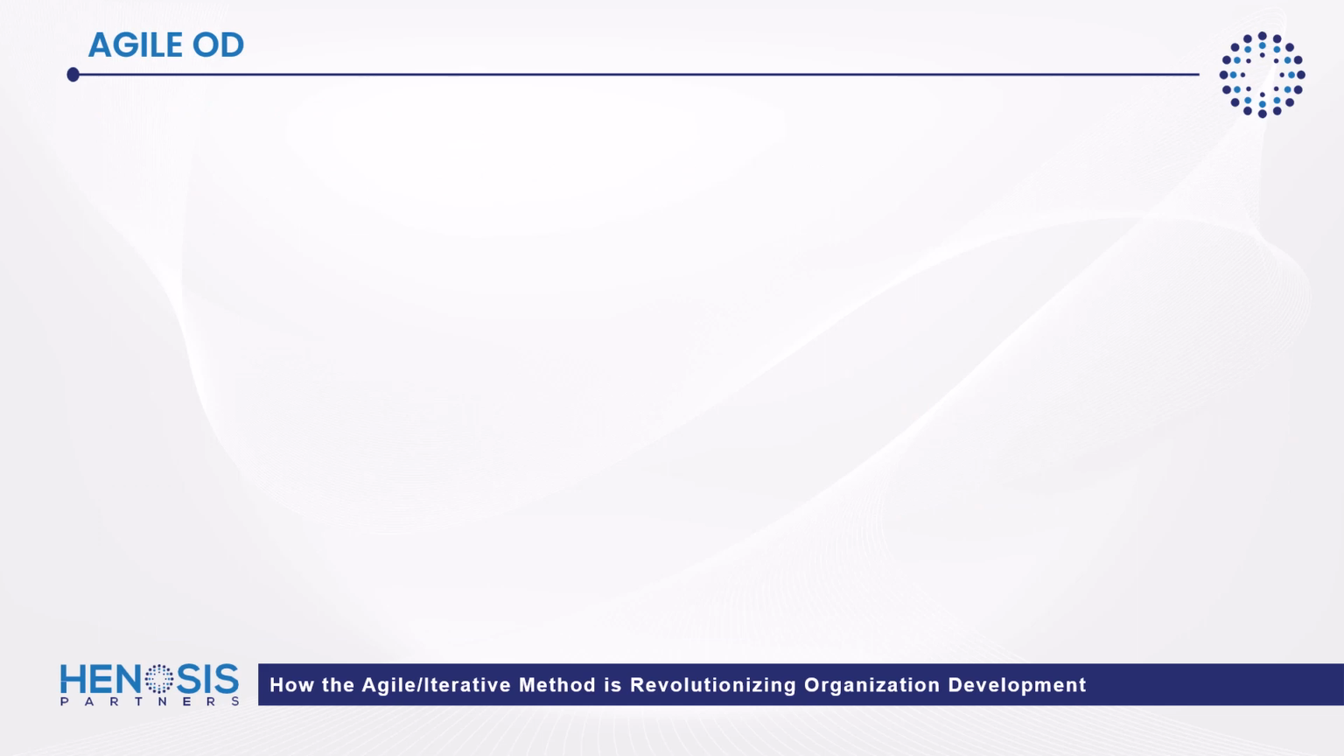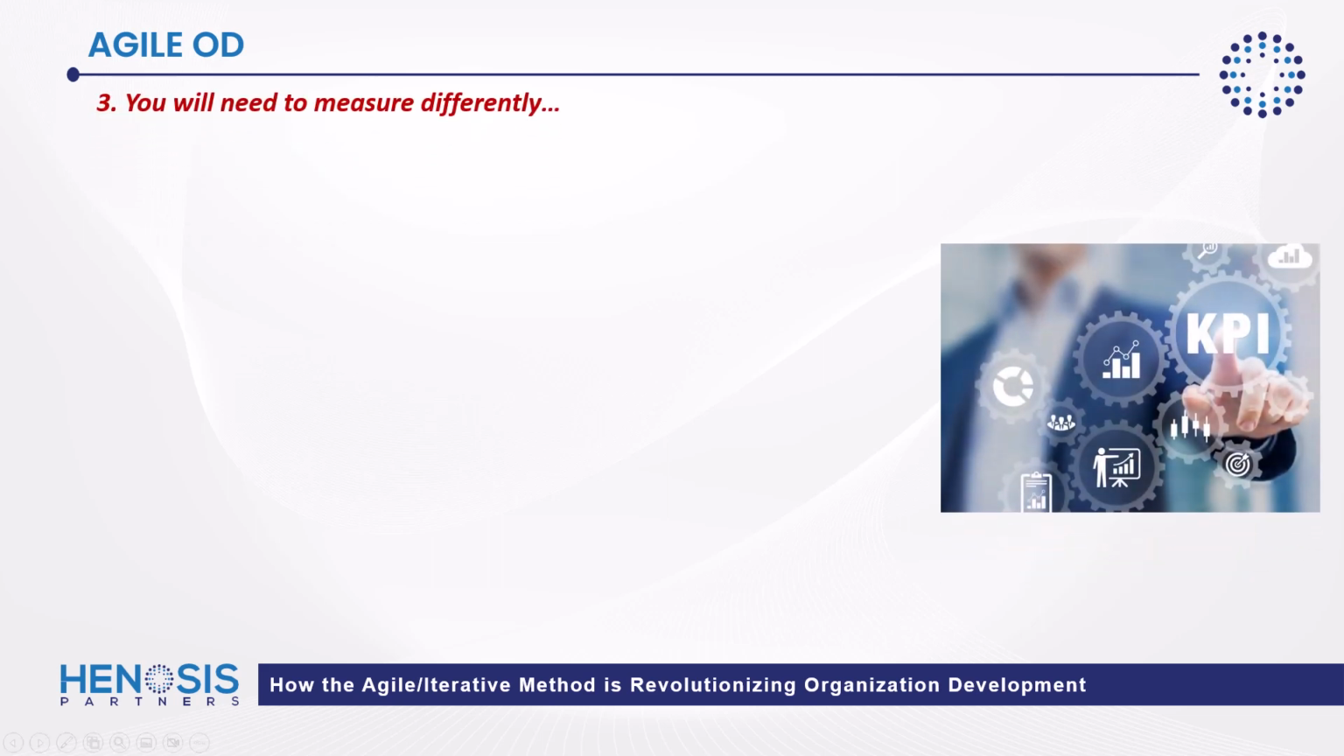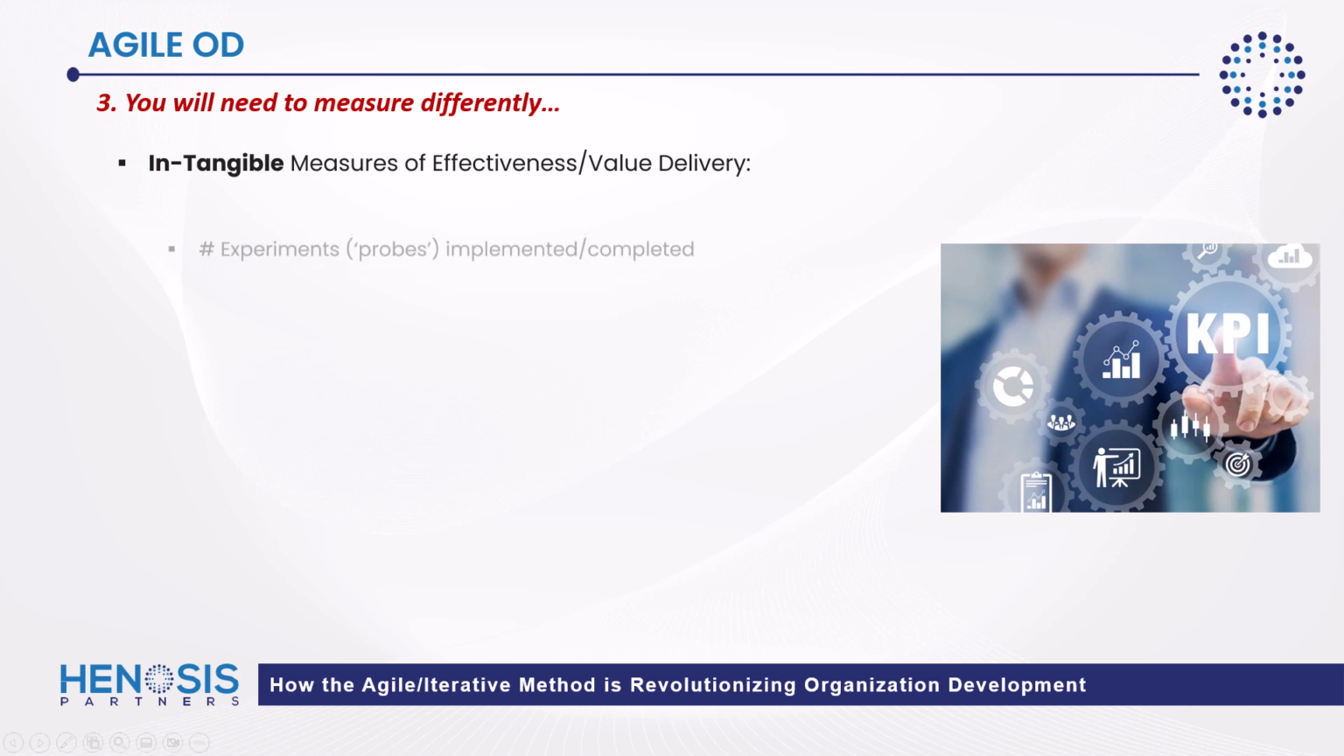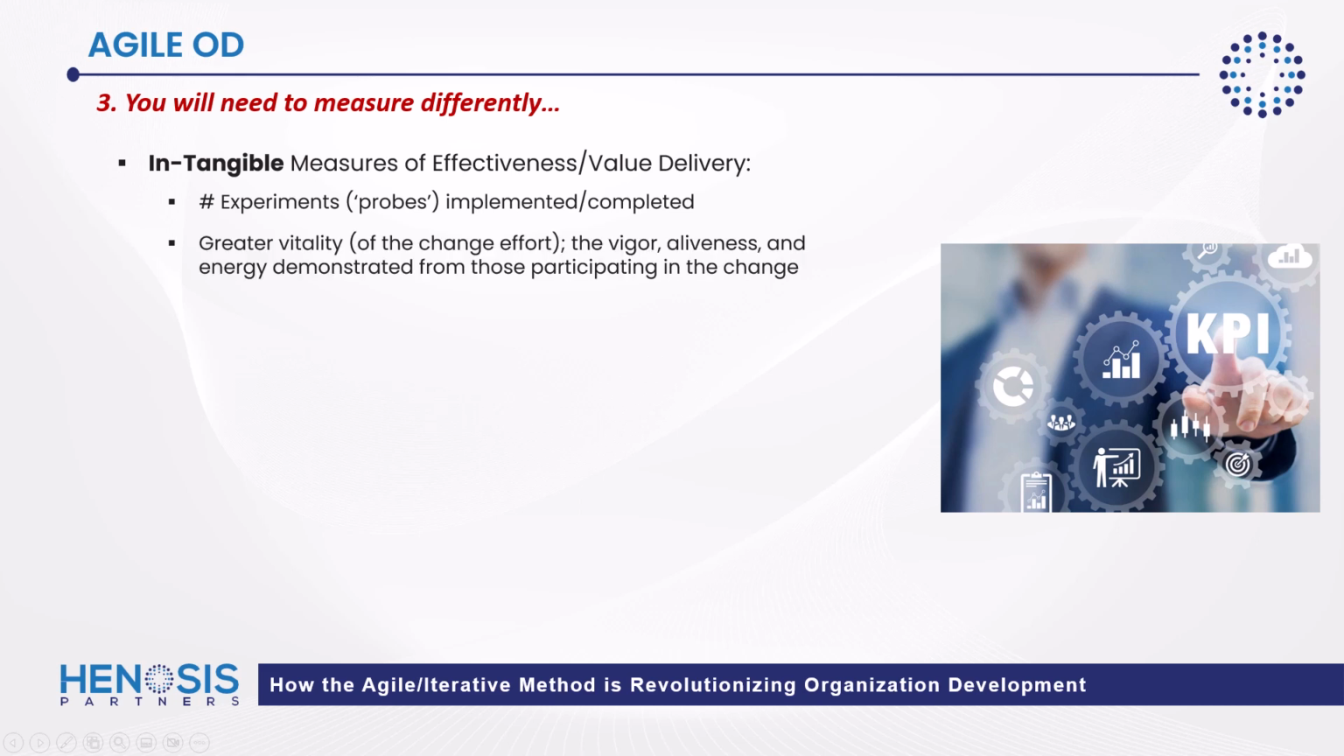Now, in addition to talking differently and leading differently to properly manage Agile OD, you will also need to measure differently. And to be specific, you'll need to leverage intangible measures of both effectiveness and value delivery. So the measures that you could use to both educate and share with leadership periodically are the following: the number of experiments or probes that have been implemented and completed. You can measure the extent to which there's greater vitality of the change effort, measuring in effect the vigor, the aliveness, and energy demonstrated from those participating in the change effort.